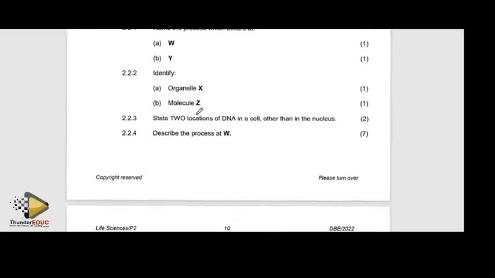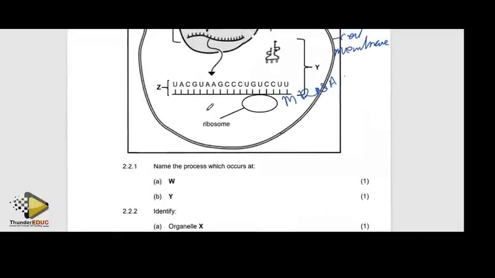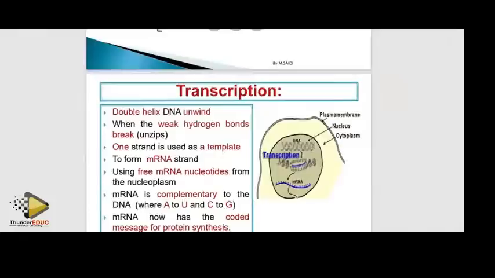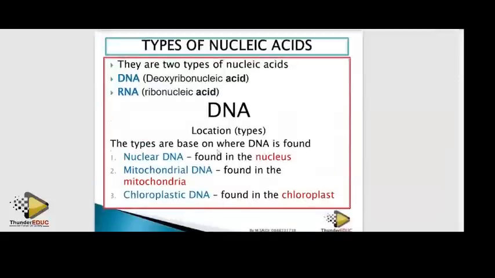nucleus. They are saying 2: we find it in the mitochondria and also in the chloroplast. So let's see it in our book. If we come here on the types of DNA, we shall see the nuclear DNA found in the nucleus, and they say other than this. So you have the mitochondrial DNA found in the mitochondria, and then the chloroplastic DNA found in the chloroplast, meaning that is the answer.